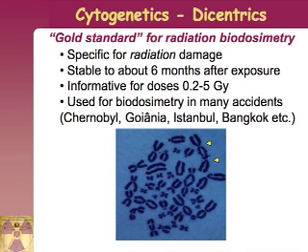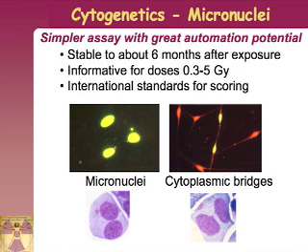One of the wonderful things about dicentrics in this context is they are pretty much specific for radiation damage. Chemicals will not give you these. You generally see these only with radiation exposure, so it's very specific. They can be detected stably for about 6 months after exposure. They're informative across a good dose range for triage, from about 0.2 to maybe 5 gray. And they have already been used for biodosimetry in many of the prominent accidents, Chernobyl, Goiânia, which you heard about, and many others. So there's a long track record with those.